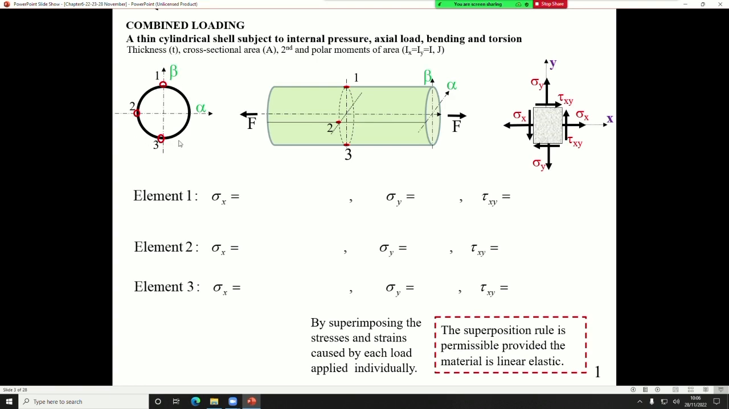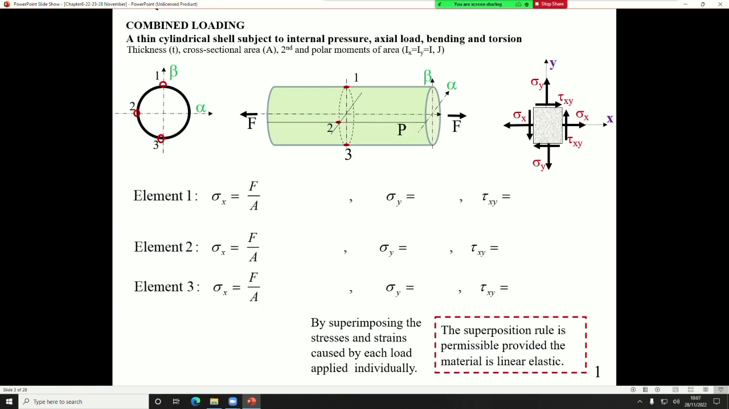So if the diameter is D and the thickness is T, a uniform thickness of T, we can say the cross-sectional area of the cylinder is pi times D, the diameter, times the thickness. So A in this case is not the enclosed area, it's the cross-sectional area. So for any point on the cylinder, provided the force is uniformly distributed, the stress in the x direction is equal to F divided by A, the cross-sectional area. So this is what you learned in chapter one.